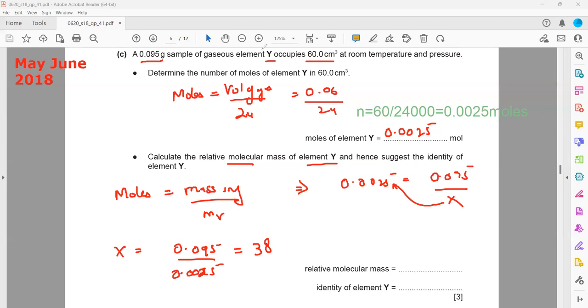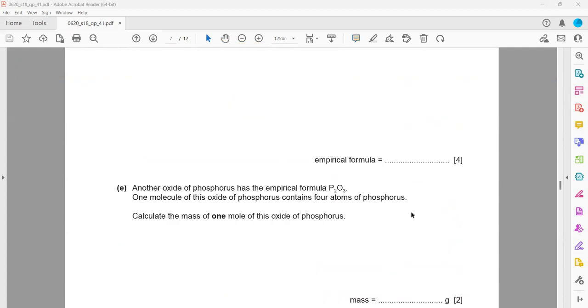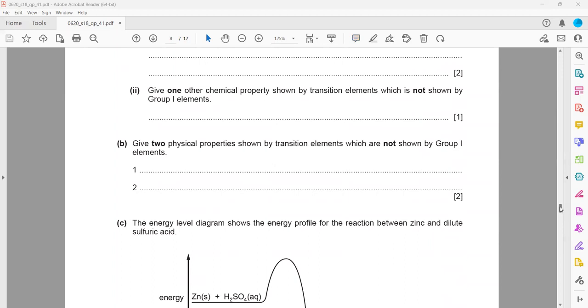Remember, the relative mass we got is 38. Then they mention a sample of a gaseous element. If it's a gaseous element, it means it should be a non-metal, diatomic. So this 38 is the mass of the molecule. What will the mass of the element be? 38 divided by 2, which is 19. Then you have to use the periodic table and find which element has a mass of 19.